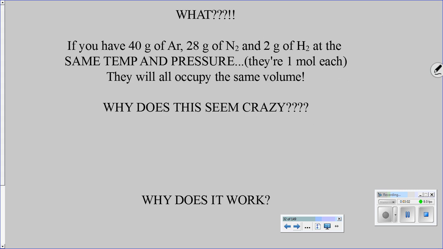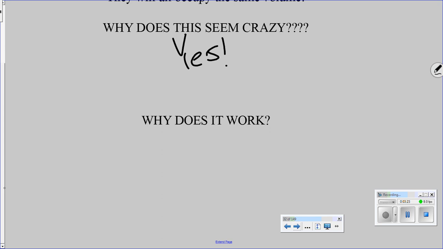So I'm telling you that very different grams of 3 substances held at the same conditions are occupying the same amount of space. This is weird. Yes, it seems crazy. What if I said to you, I have 45 basketballs and 45 golf balls, and they're taking up the same amount of space? You'd say, you're crazy. So why does it work?